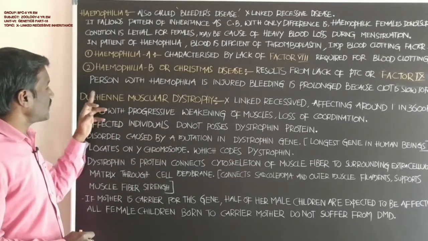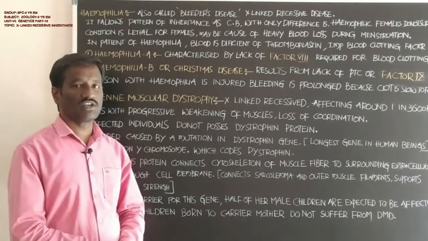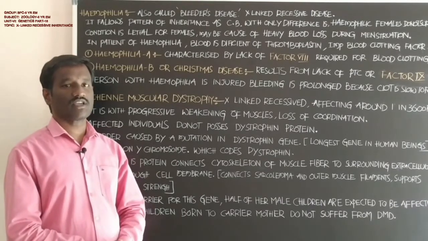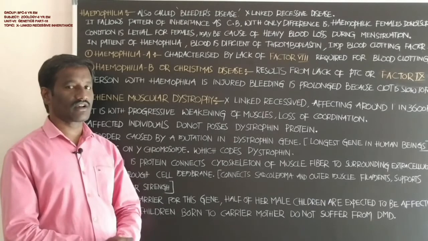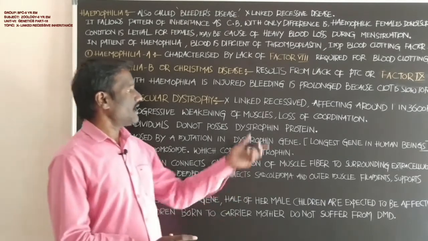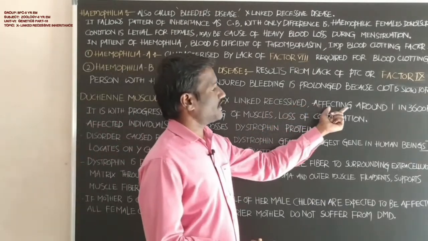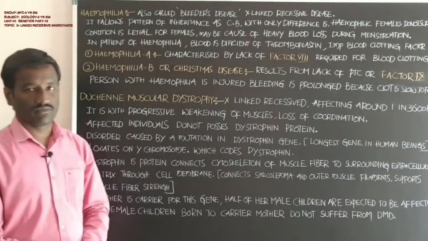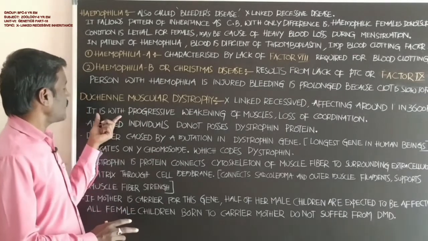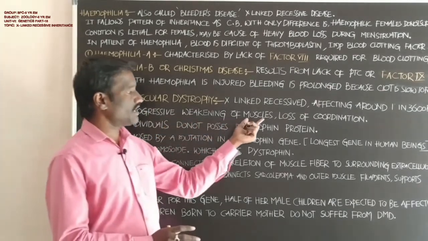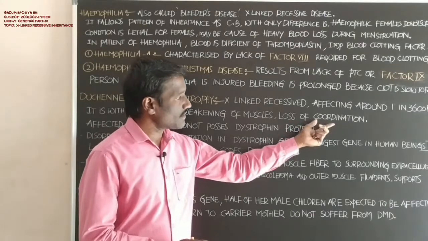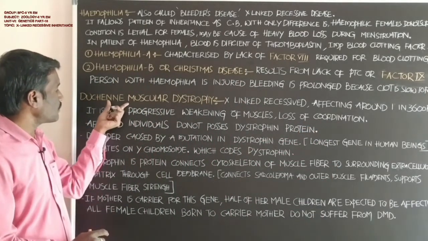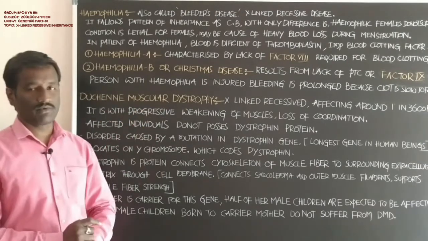Next, Duchenne muscular dystrophy. Duchenne muscular dystrophy is also an X-linked recessive disorder, affecting around 1 in 3600 boys. Okay students, it is marked by progressive weakening of the muscles and loss of coordination. Students, what about Duchenne muscular dystrophy?